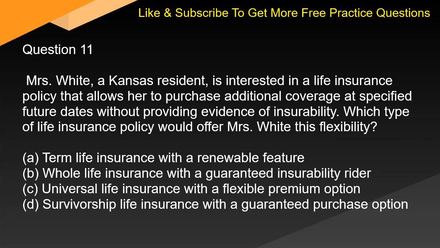Question 11. Mrs. White, a Kansas resident, is interested in a life insurance policy that allows her to purchase additional coverage at specified future dates without providing evidence of insurability. Which type of life insurance policy would offer Mrs. White this flexibility? A. Term life insurance with a renewable feature. B. Whole life insurance with a guaranteed insurability rider. C. Universal life insurance with a flexible premium option. D. Survivorship life insurance with a guaranteed purchase option.